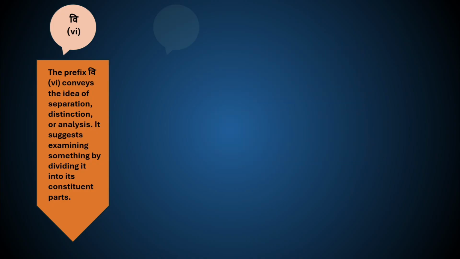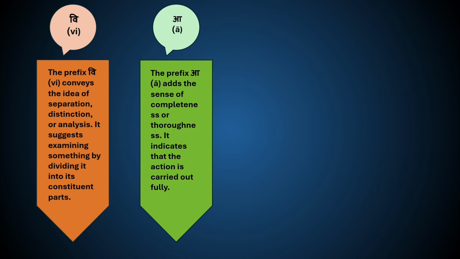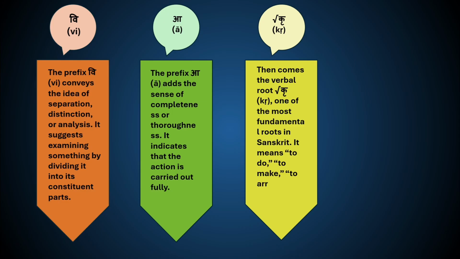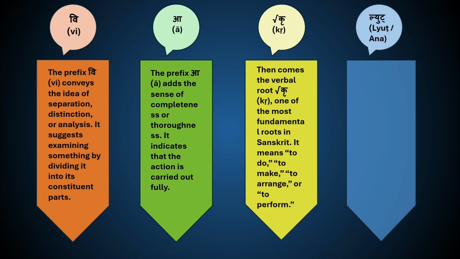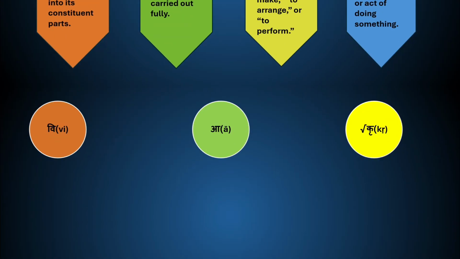Next, the prefix a adds the sense of completeness or thoroughness. It indicates that the action is carried out fully. Then comes the verbal root kri, one of the most fundamental roots in Sanskrit. It means to do, to make, to arrange, or to perform. And then lyut, an abstract noun-forming suffix that indicates the instrument or act of doing something. The lyut suffix undergoes phonetic rules to become ana.